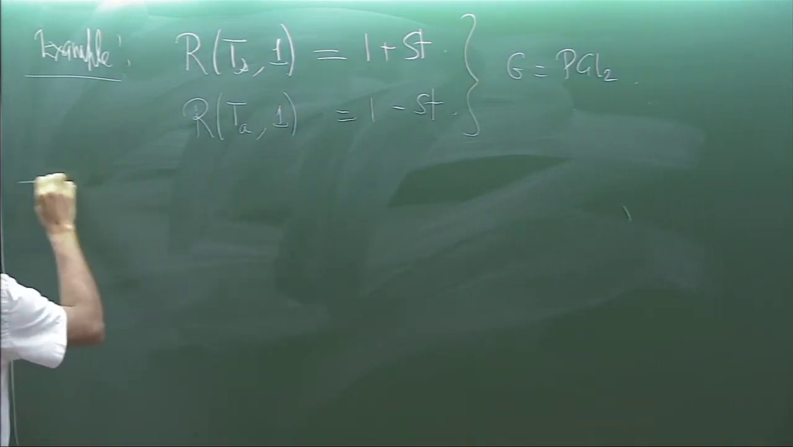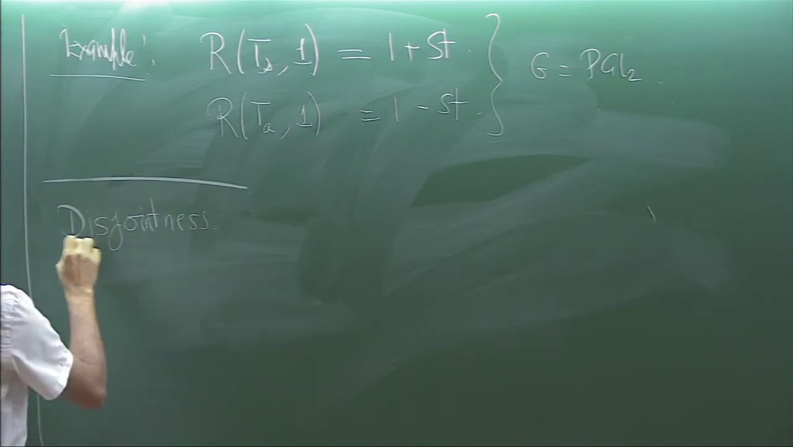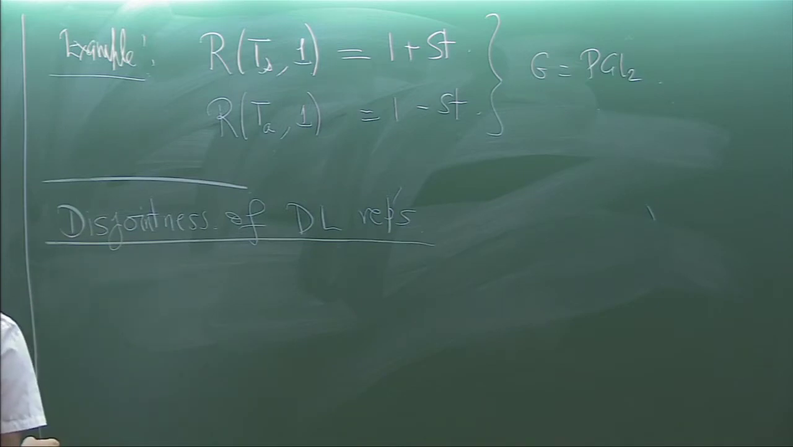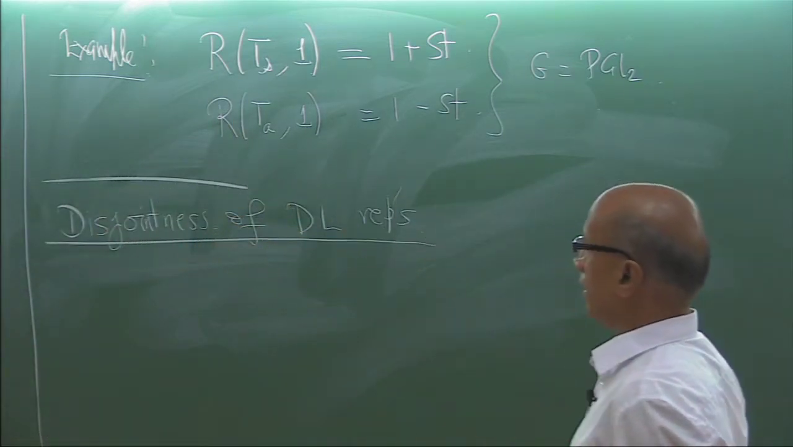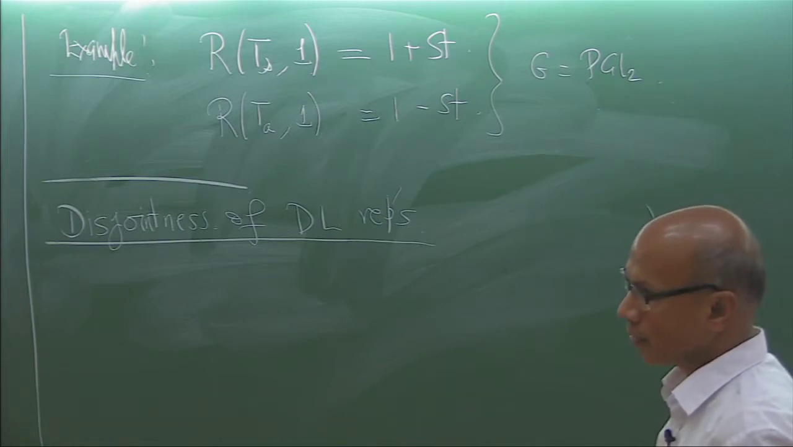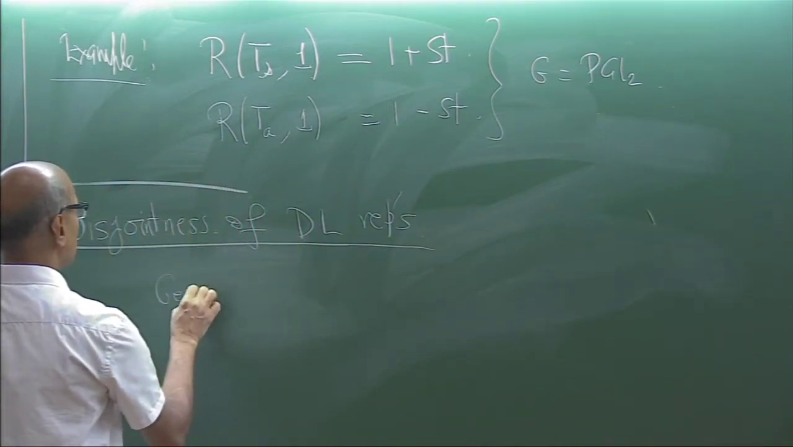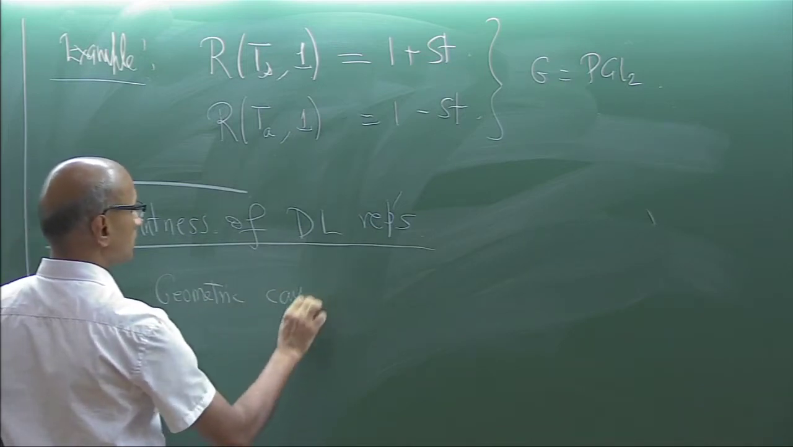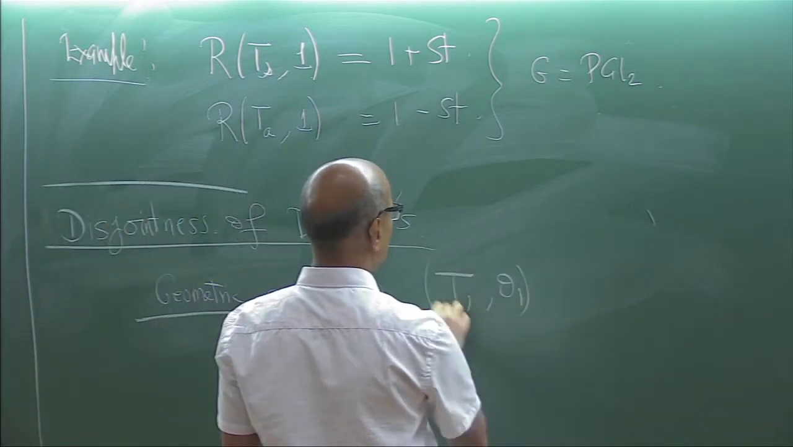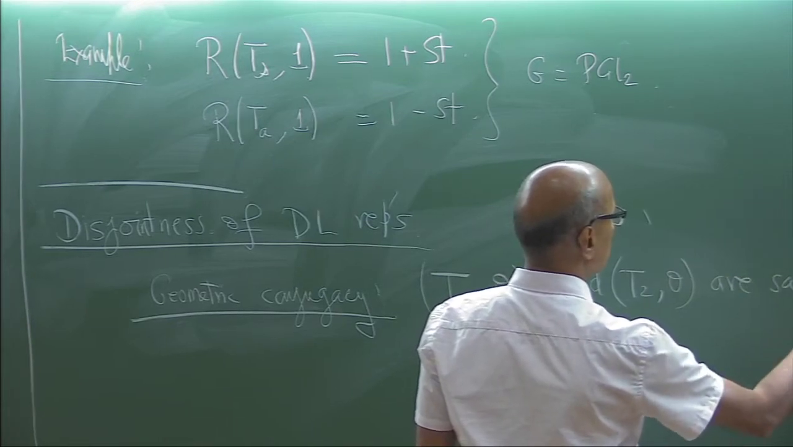And so there is another theorem which relates disjointness of these representations. And so, one can ask when T1, theta1 and T2, theta2 are disjoint, meaning they have no irreducible component in common. And this brings one to the interesting notion of geometric conjugacy, which is that a pair (T1, theta1) and (T2, theta2) are said to be geometrically conjugate.